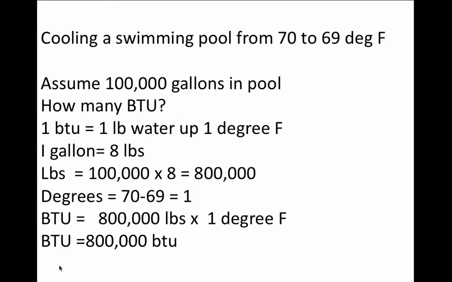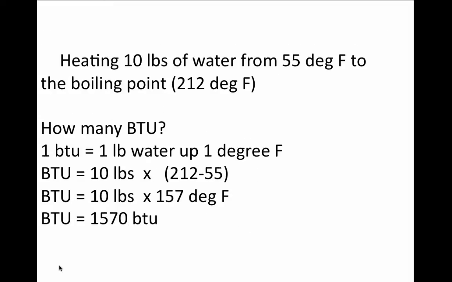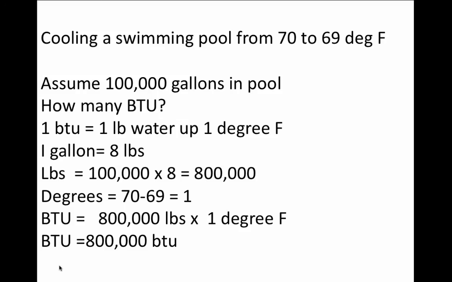And that's energy that's going to be liberated. It'll actually make the room a little bit warmer if you were to do that. But when I change water from 55 degrees to 212, it's only 1,570 BTUs. But when I change that 1 degree temperature of the swimming pool, it's 800,000 BTUs. So can you begin to see why there's such a difference between temperature and heat?